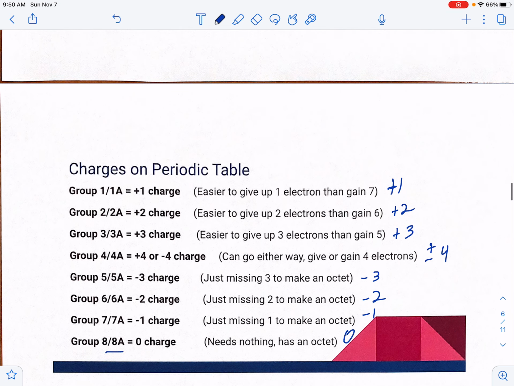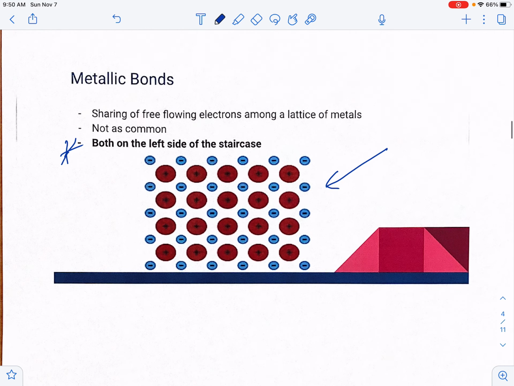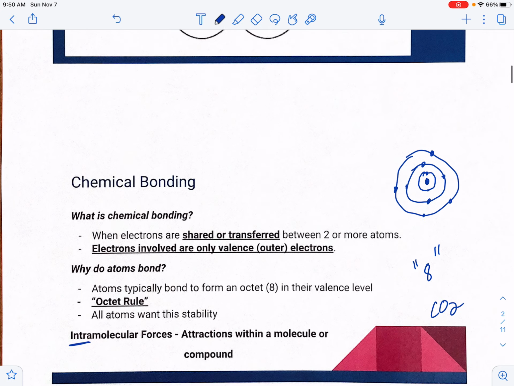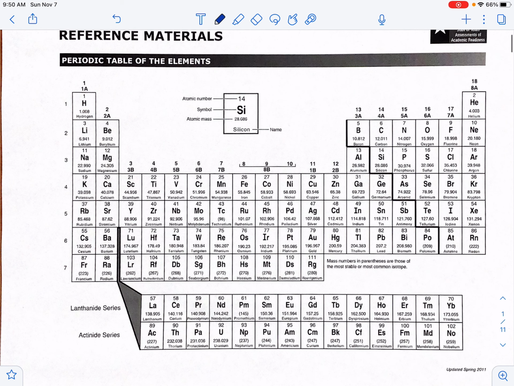So real quick, we're going to go back up to my periodic table. You need to have this down on your periodic table, and you need to know this. Remember, we give you a blank periodic table on the test, so you're not going to be given these charges. I'll always start on the right side because I know my right side is going to be 0. If you have 8 valence electrons, you don't need anything. If you have 7 valence electrons, you're missing 1, so -1. If you have 6, that means you're missing 2.